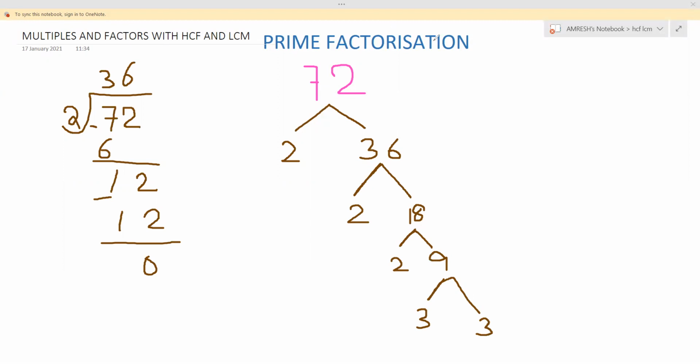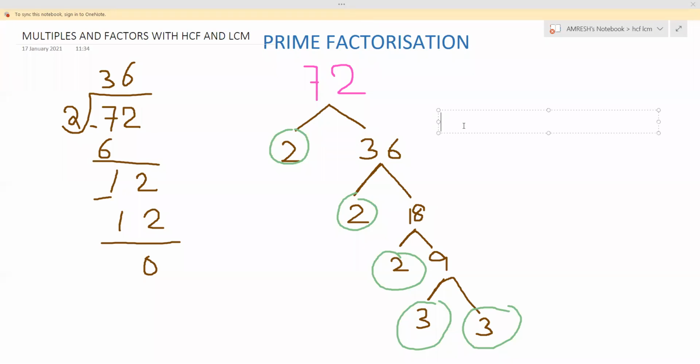Now it's time for circling. 2, first 2, second 2, third 2, first 3, second 3. You will write now. How many 2's? 3 2's. How many 3's? 2 3's. Over. This much is there.